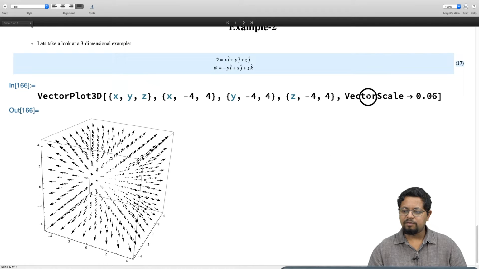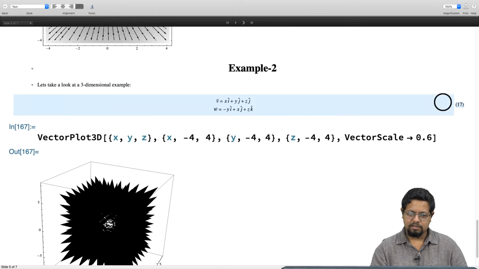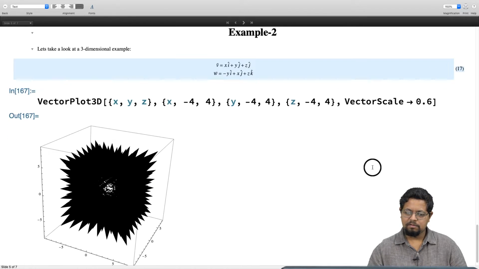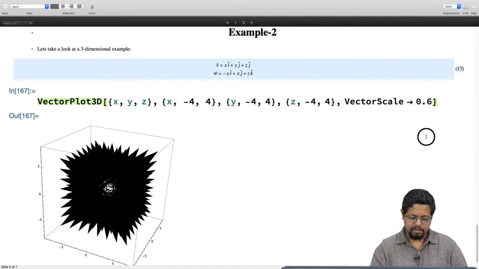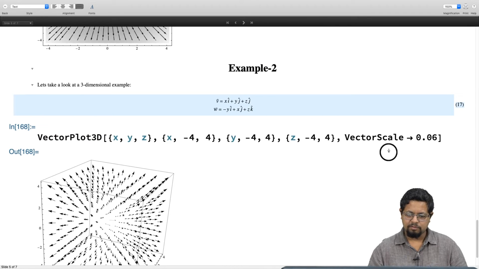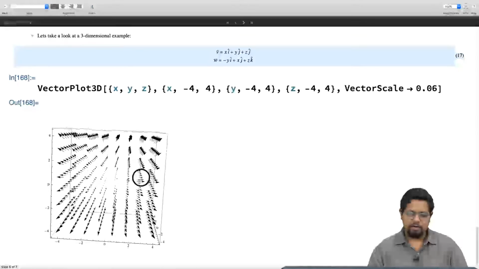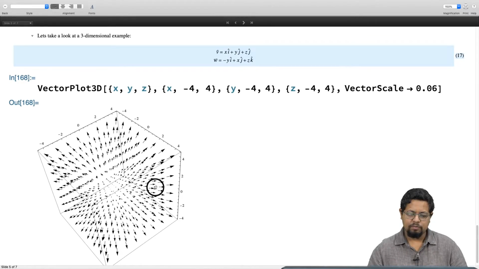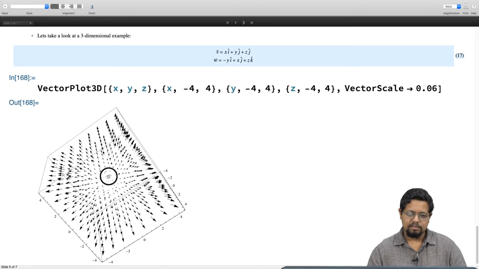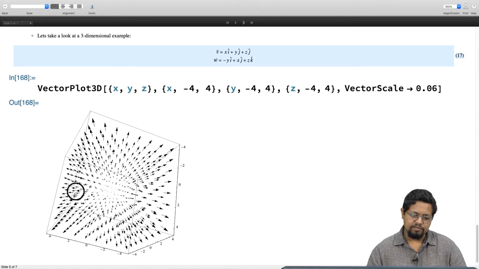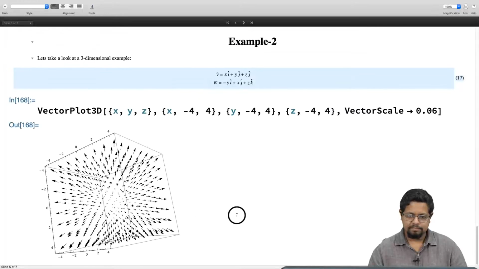I have also given an option VectorScale equal to 0.06. You can go around and play with it. You see, if I make it too big, the arrowhead becomes really big, so I can fine tune that by choosing it to be of the right size. You can go ahead and rotate this, and you can see what kind of vector field this is. Again, this is a vector field which has divergence everywhere.